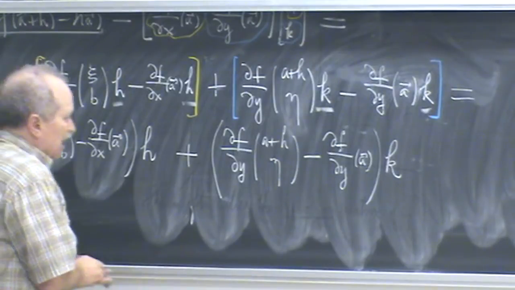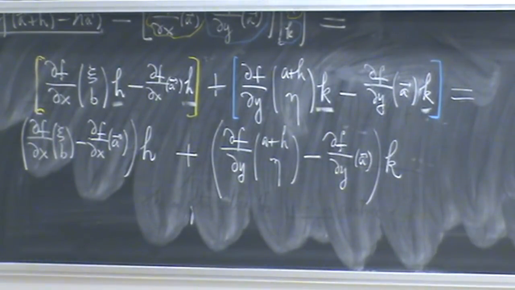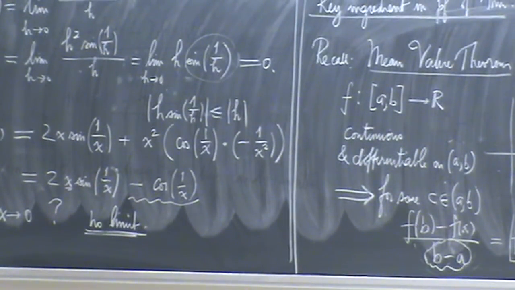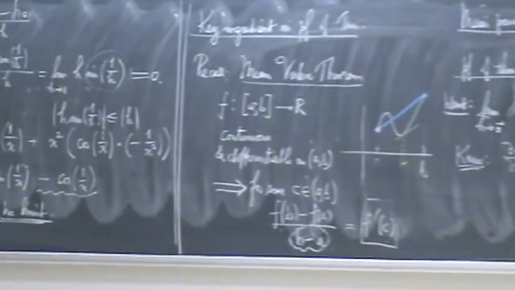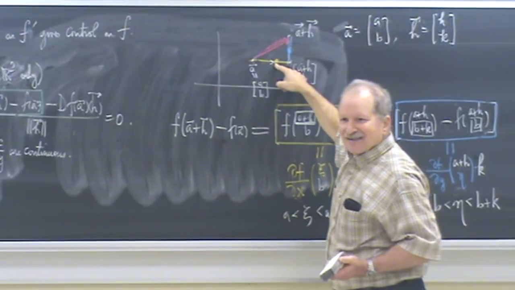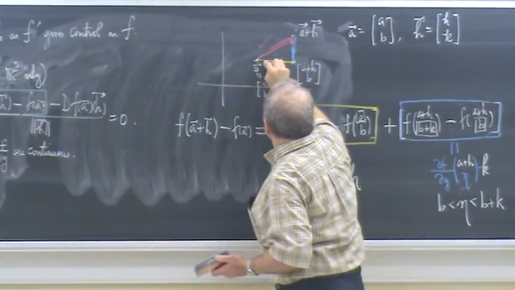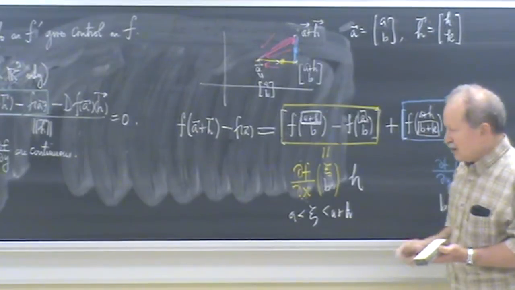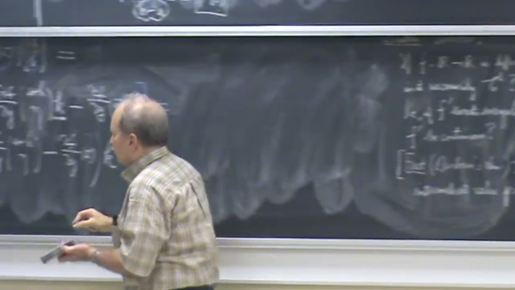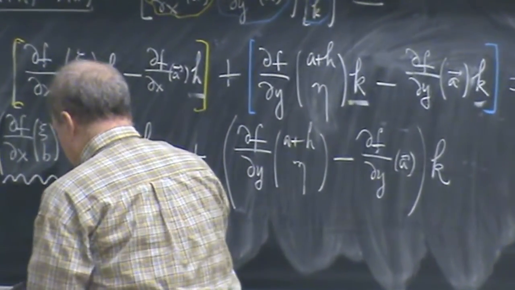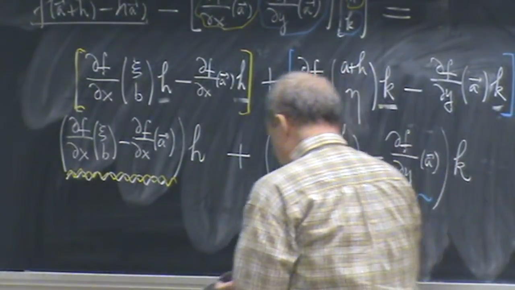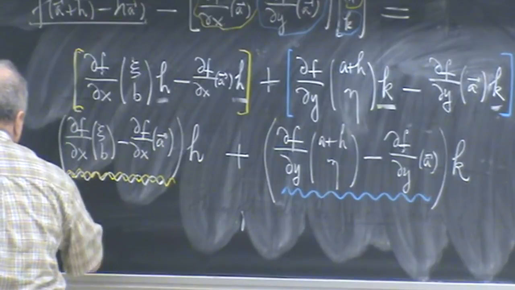What do we know is happening as the vector h shrinks? As the vector h shrinks, what is happening to this point? It's coming into a. So what's happening to these points? As this shrinks down, those shrink over to a as well. So what's happening to this stuff? I guess I should continue my color coding. What's happening to this stuff as vector h goes to zero?